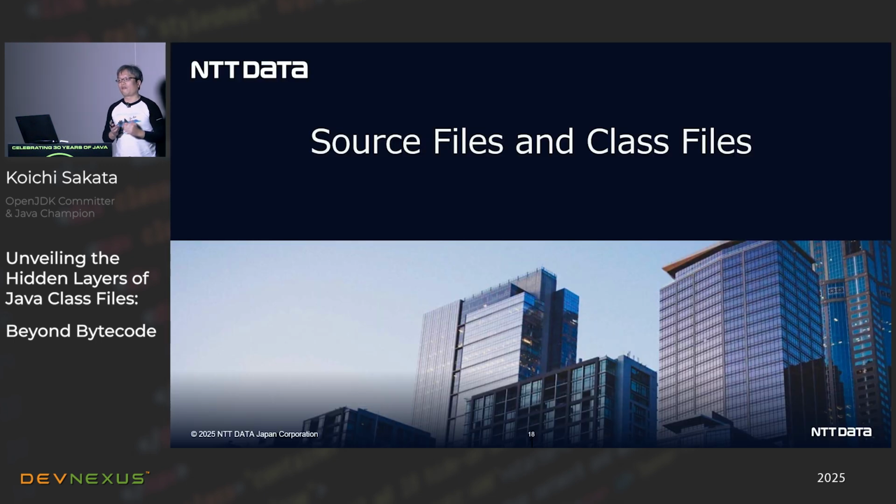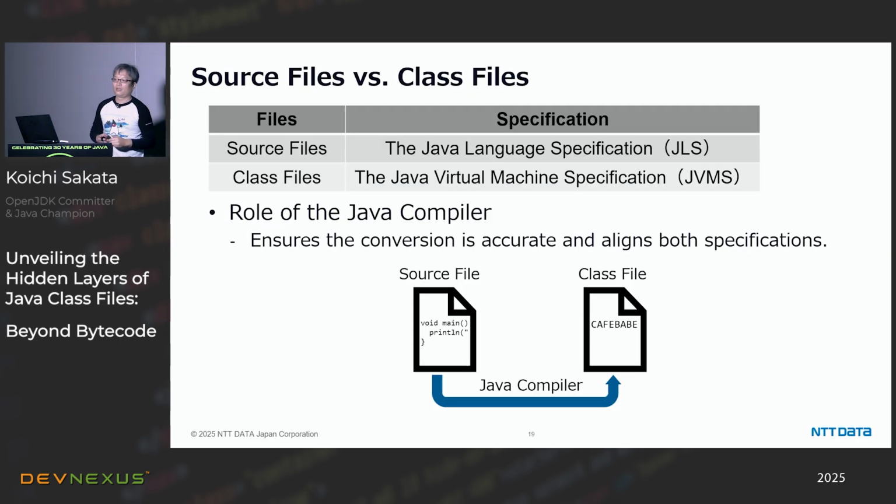Next, let's discuss source files and class files. Source files follow the rules set by the Java Language Specification, or JLS. On the other hand, class files are regulated by the Java Virtual Machine Specification, or JVMS. Since JLS and JVMS are separate specifications, converting Java code to a class file is not straightforward and requires adjustments between these two specifications. This is the role of the Java compiler.